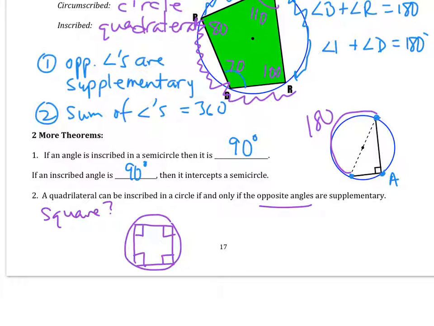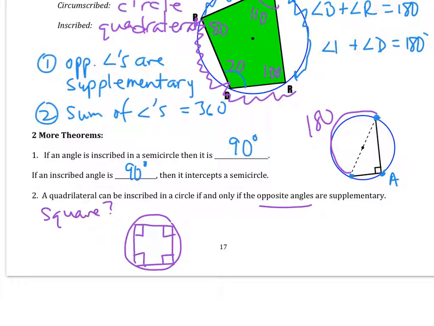Can a rectangle be inscribed in a circle? Can a parallelogram be inscribed in a circle? No? Maybe. When is that maybe, or when is that sometimes? When it's a square. When it's a square or a rectangle.